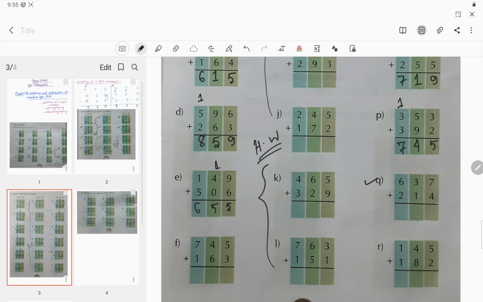Similarly for Q, 7 plus 4, that means 11 ones. So put 1 here and 1 in the tens place. And 3 plus 1 is 4 and 4 plus 1 is 5. 2 plus 6 is 8. And R number, 2 plus 5 is 7 and 7 plus 4 is 12. That means 12 tens. That means you have to put 2 here and 1 will carry over. 2 plus 1 is 3. So these are the sums with regrouping.